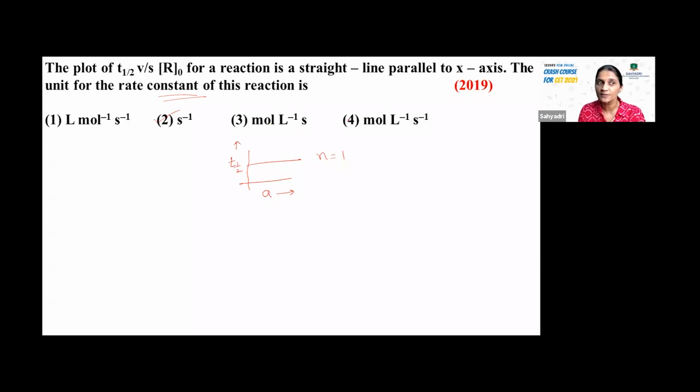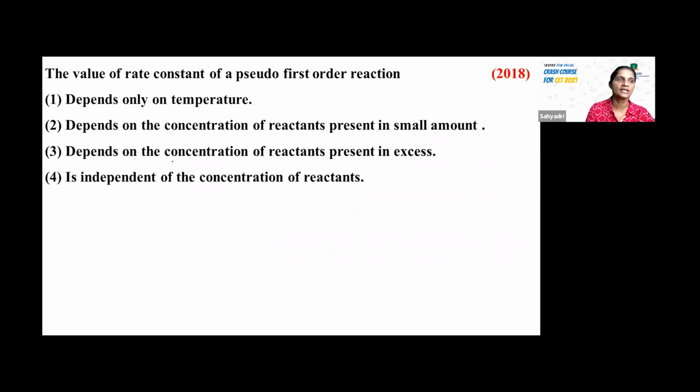I repeat the question. In this particular problem, 2 is the answer. If I had given T half is directly proportional to R naught for the reaction, then it would have been a zero order reaction, for which the unit of K is moles per liter per second. So this would have been the answer if the same question was asked for a zero order reaction. So you can have 2 to 3 questions from one question. Okay, next question. This is a 2018 question.